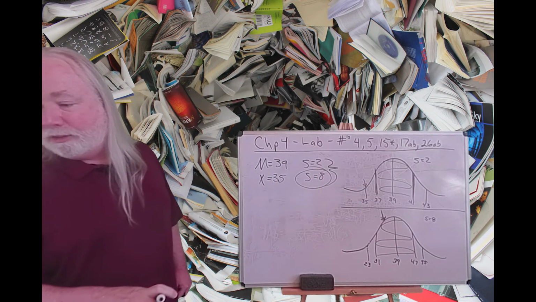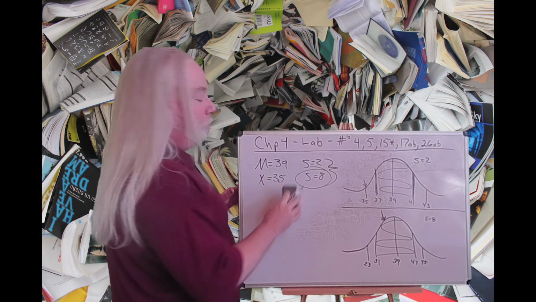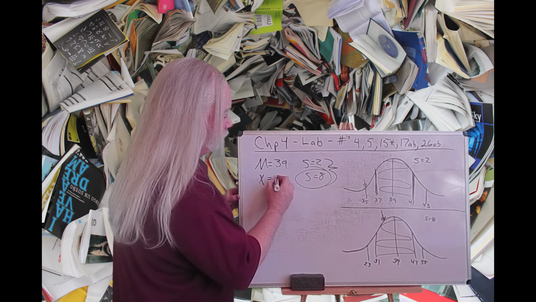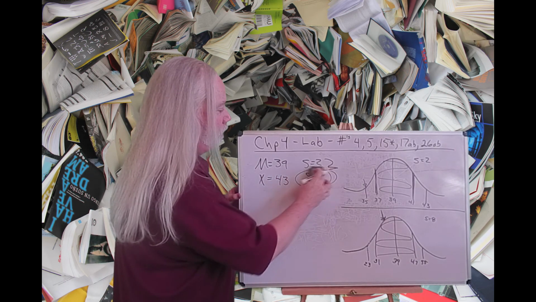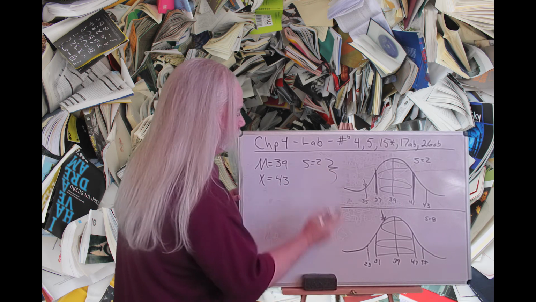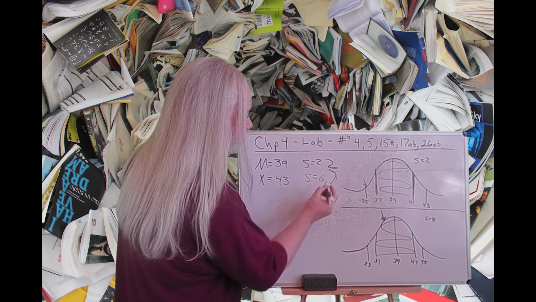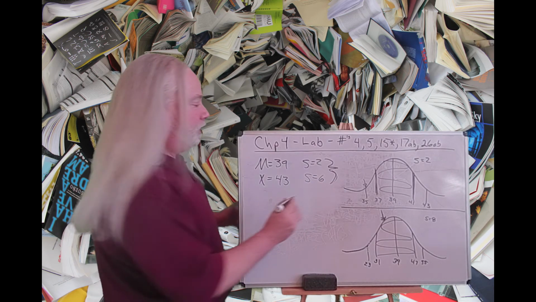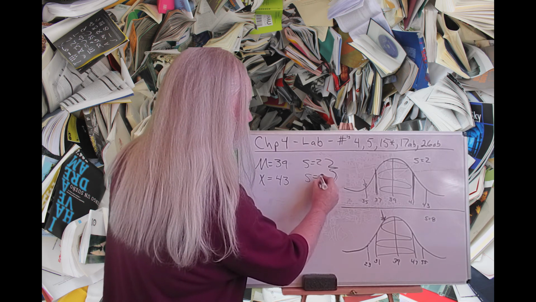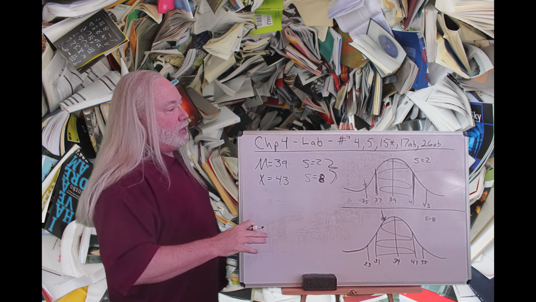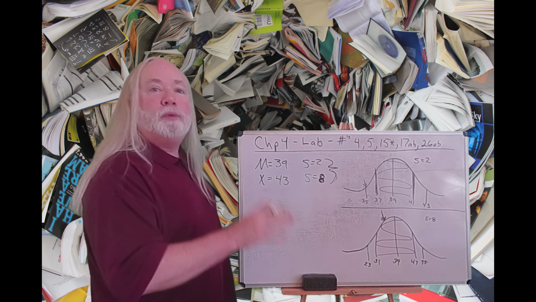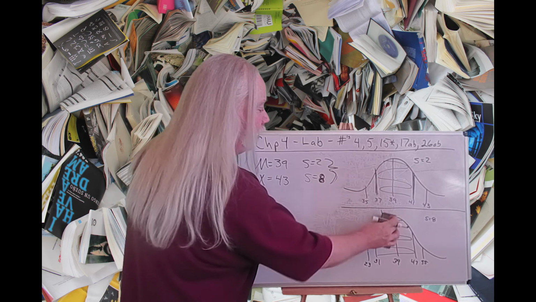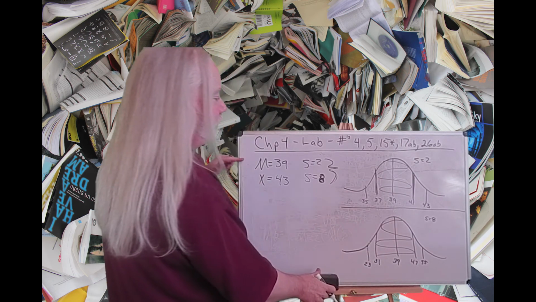Now B is the same idea, that we've got a mean of 39, but now we're going to change your raw score to be 43 points. And we're still asking the standard deviation of 8. Oh, I wrote 6 there, 8. And we're asking the same thing. Now that your score is a 43, would you rather be in a class with a standard deviation of 2 points or 8 points? Well, the graphs are the same because the mean is the same.